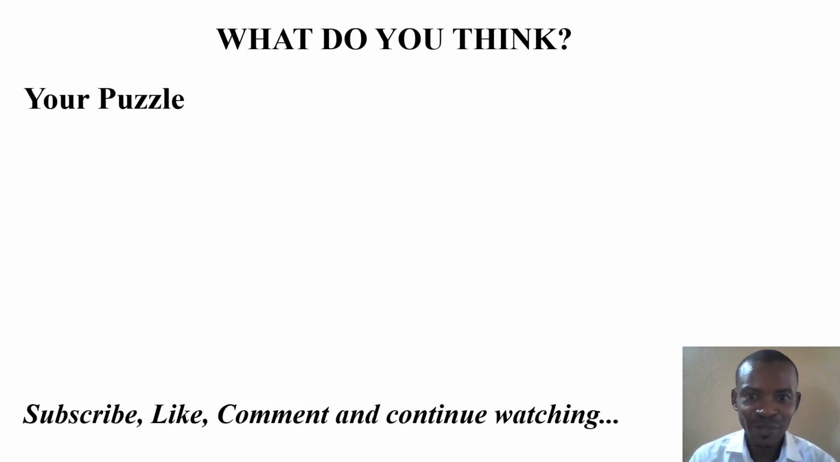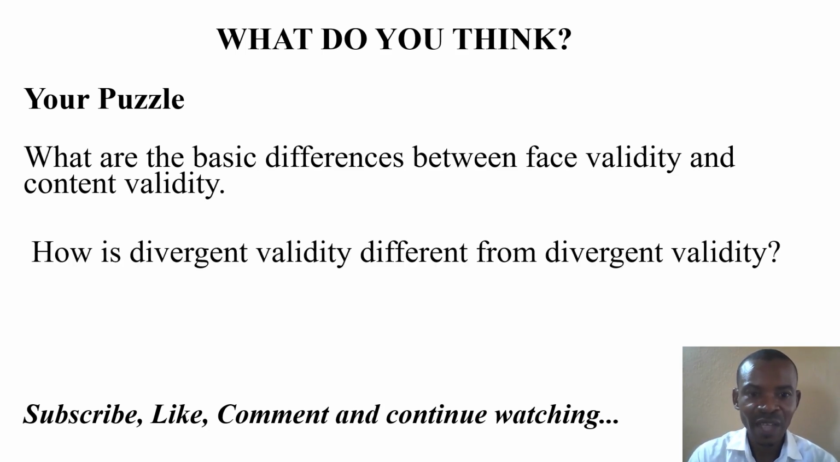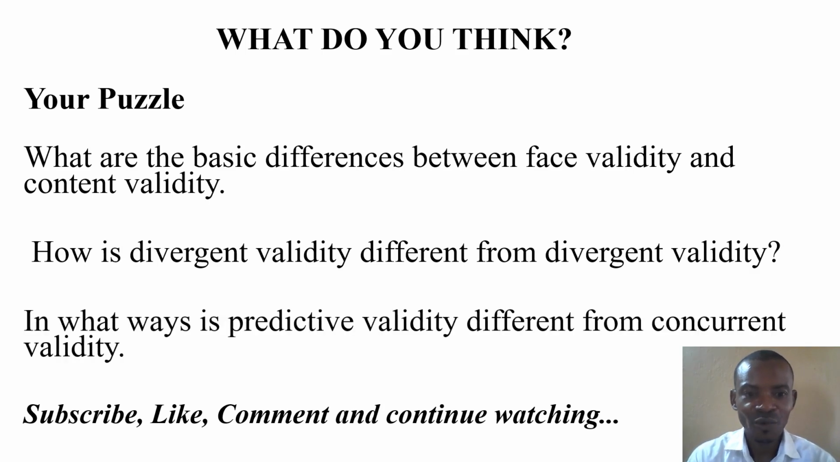So, what do you think about the following puzzle? The first one is, what are the basic differences between face validity and content validity? Are they the same? From what we've learned so far, what's your judgment? Let me see your comments about it. Another one is, how is divergent validity different from convergent validity? I want to see your comments about this. Finally, in what ways is predictive validity different from concurrent validity?